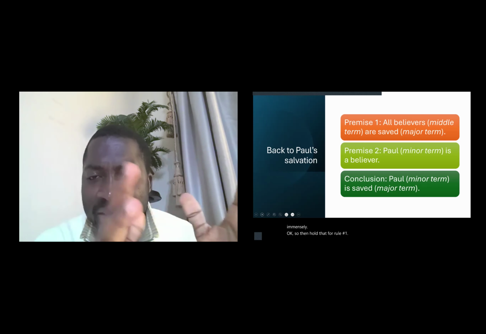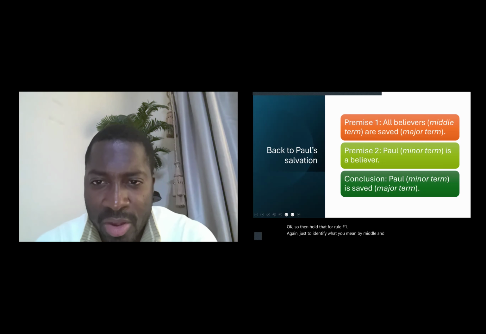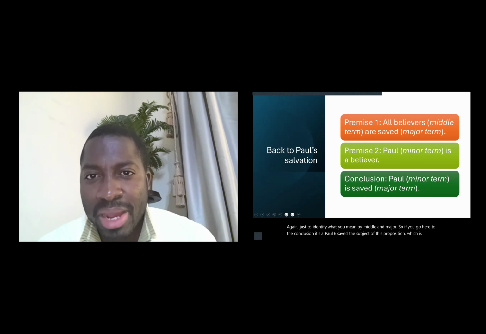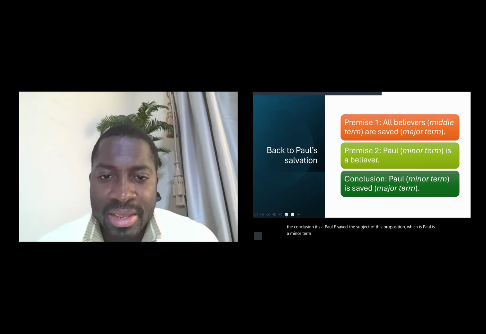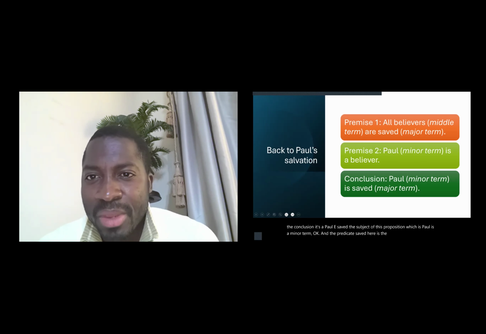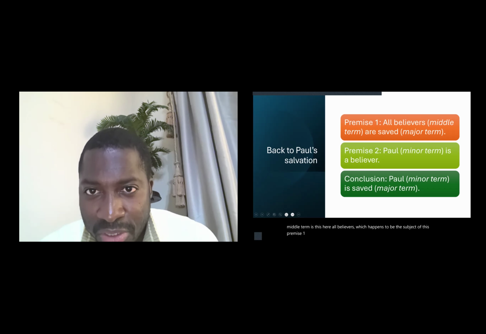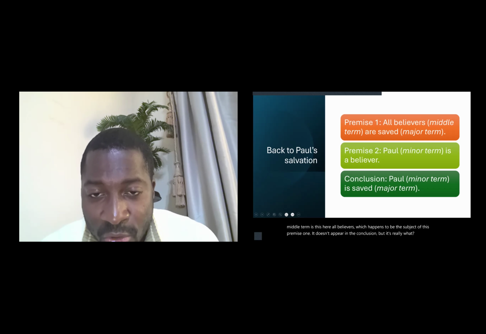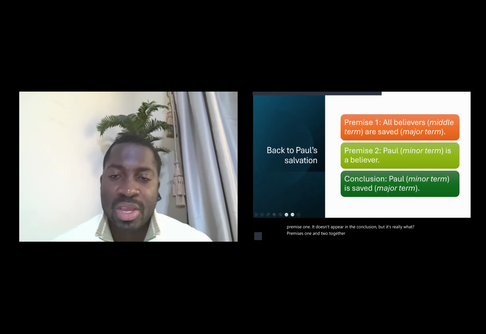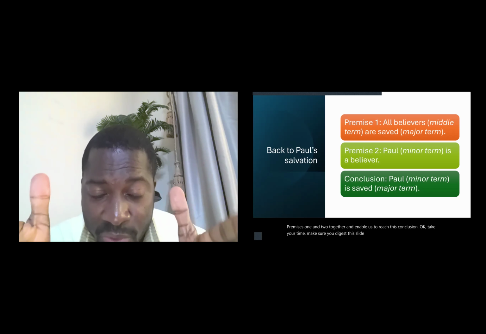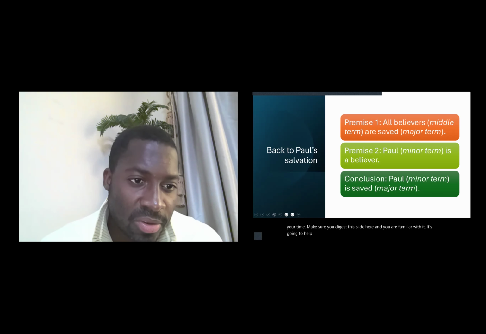Again, just to identify what we mean by middle and major. So if you go here to the conclusion, it's Paul is saved. The subject of this proposition, which is Paul, is the minor term. Okay. And the predicate, saved, here is the major term. Now the middle term is this here, all believers, which happens to be the subject of premise one. It doesn't appear in the conclusion, but it's really what links premises one and two together and enables us to reach this conclusion. Okay, take your time, make sure you digest this slide here and you are familiar with it, it's going to help immensely as we proceed.